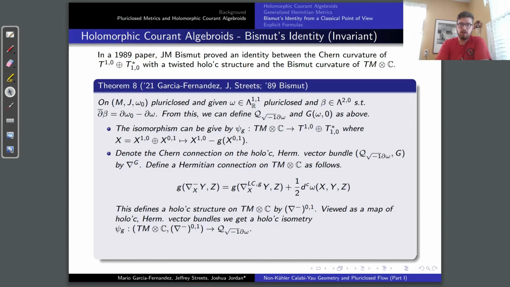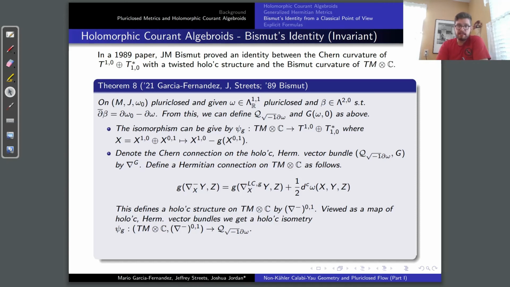We can define a particular Hermitian connection on the complexified tangent bundle. We call this the minus connection. It's related to the Bismut connection, but instead of adding a torsion term, we subtract a torsion term. This guy defines a holomorphic structure on the complexified tangent bundle by its 0,1 part. It's not the standard d bar operator, but it defines a new d bar operator on the complexified tangent bundle viewed as a holomorphic vector bundle.